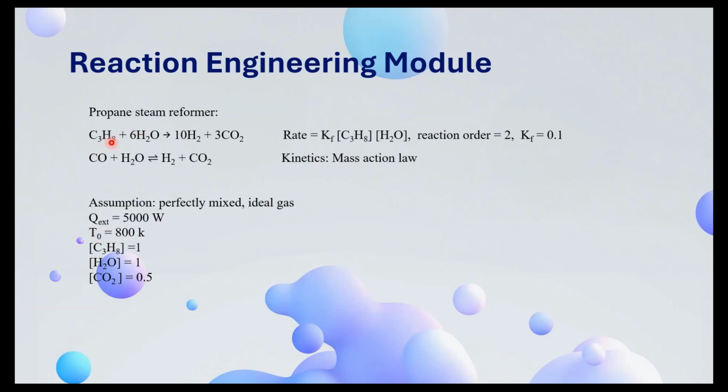For that, we're using this propane steam reformer reaction. For the first reaction, we use this rate law, and the reaction order is 2. The second reaction is reversible, and for the kinetic mechanism we use the mass action law. And these are the assumptions: we consider all these gases as ideal gases, and that the species are perfectly mixed. The initial temperature is 800 Kelvin, and we know the initial concentration of each species.